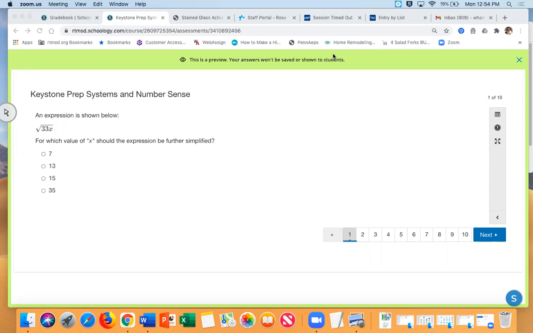Now, the way I teach square roots is a little bit different than most teachers. Most teachers say you need to memorize all of the perfect squares. I don't like that. It's just a factor tree, and I'm just looking for pairs. What do I mean by a factor tree? Well, first off, let me write the problem up here. It's asking for what values of x can I further simplify this? Now, with square roots, we're looking for pairs of numbers. When you have a pair of numbers, you circle and pull it out.